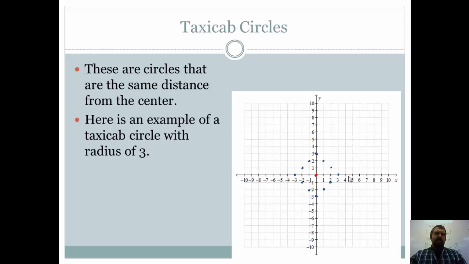The next thing we want to talk about is taxicab circles. Even though they look like taxicab diamonds, we're going to call them taxicab circles. And these are circles that are the same distance from the center. So an example of a taxicab circle with a radius of 3 would look like this. To get to this point up here, I would have to go 3 marks straight up. To get to 1, 2, I'd go 1 to the right, 2 vertical. 2 to the right, 1 vertical, or 3 to the right.